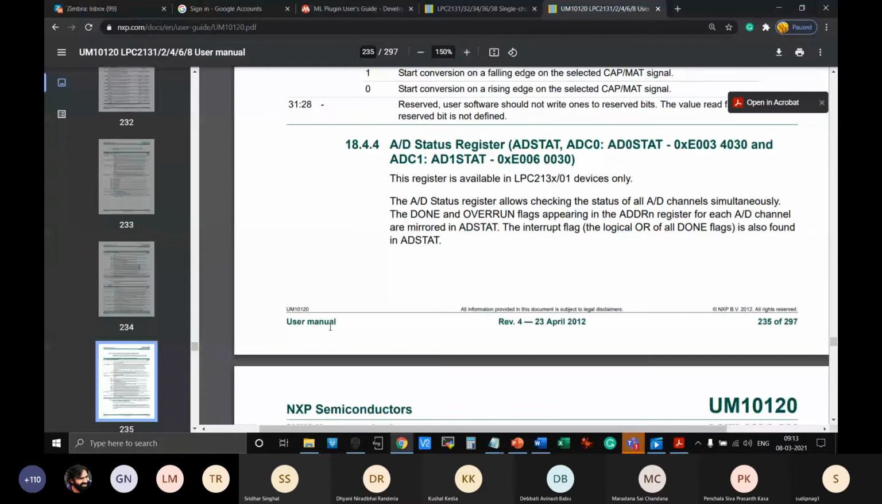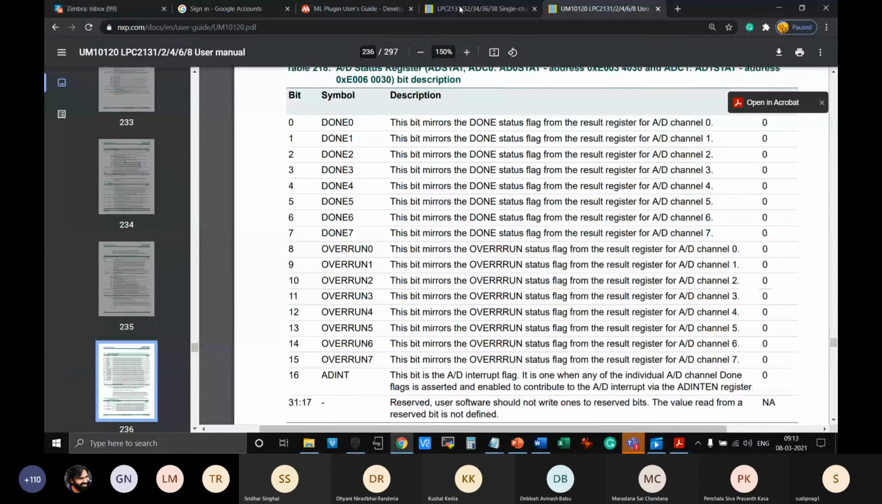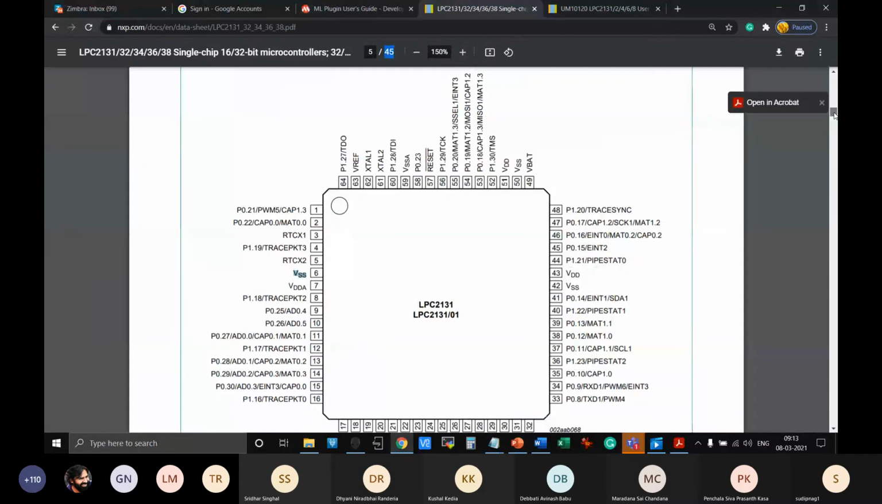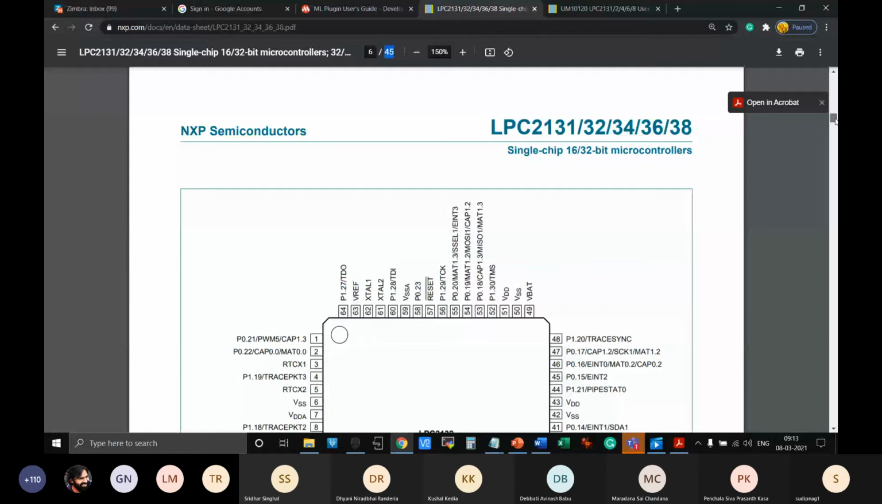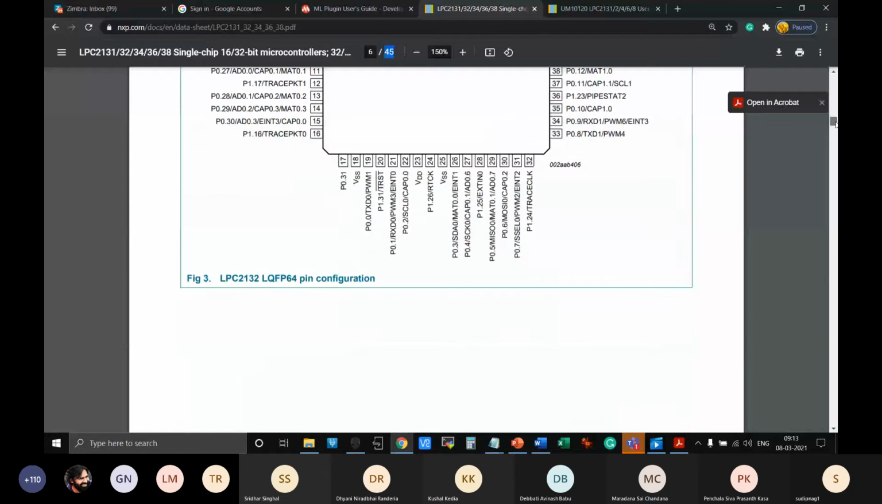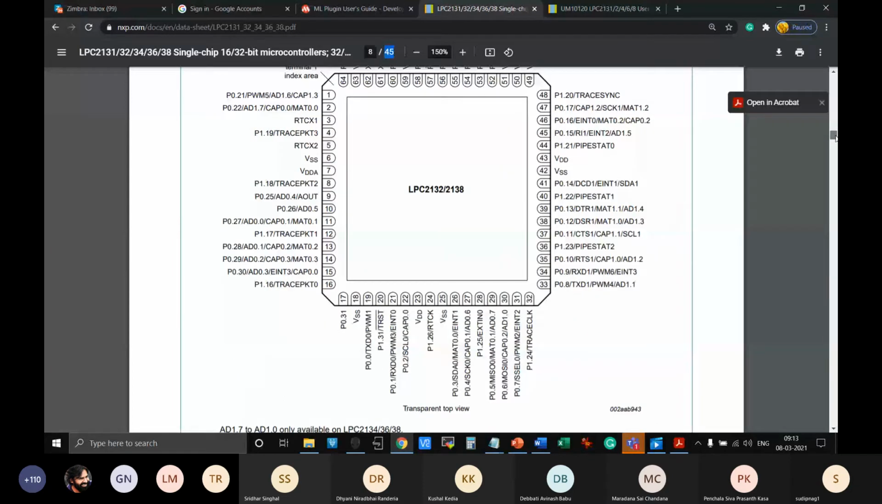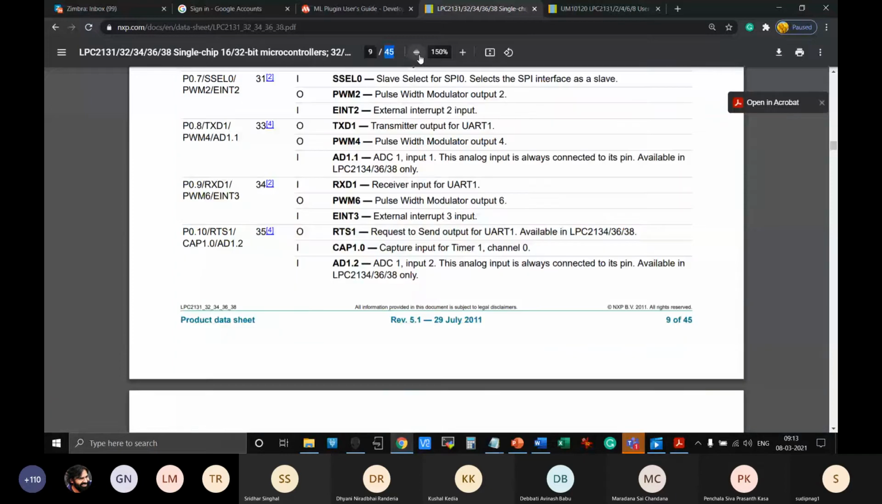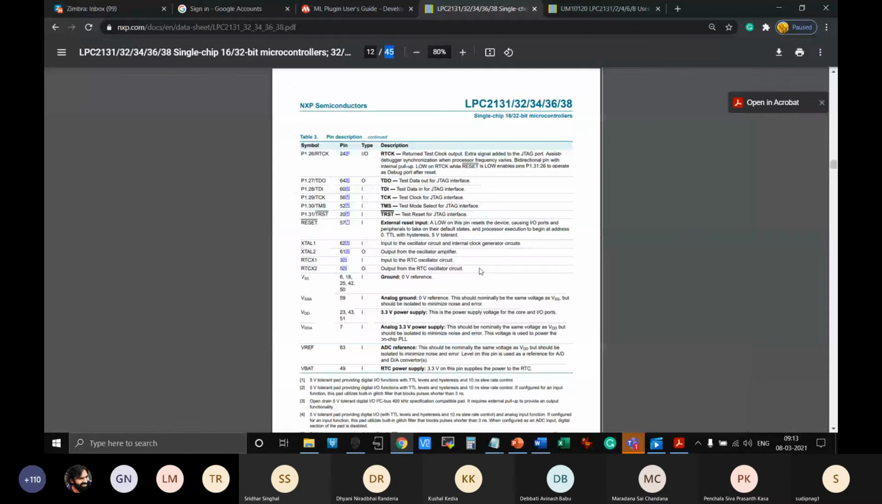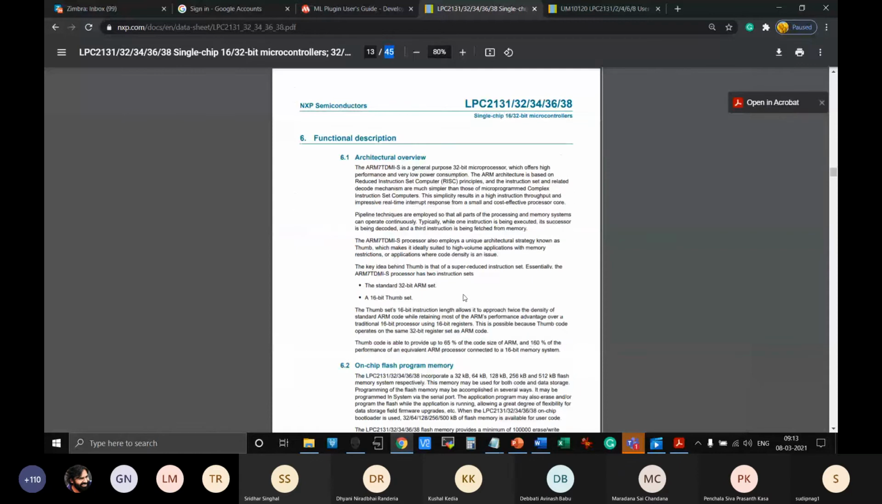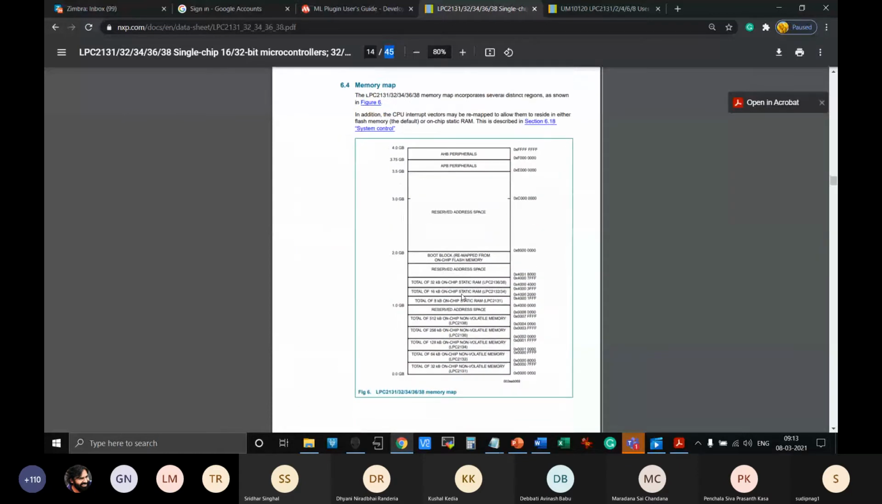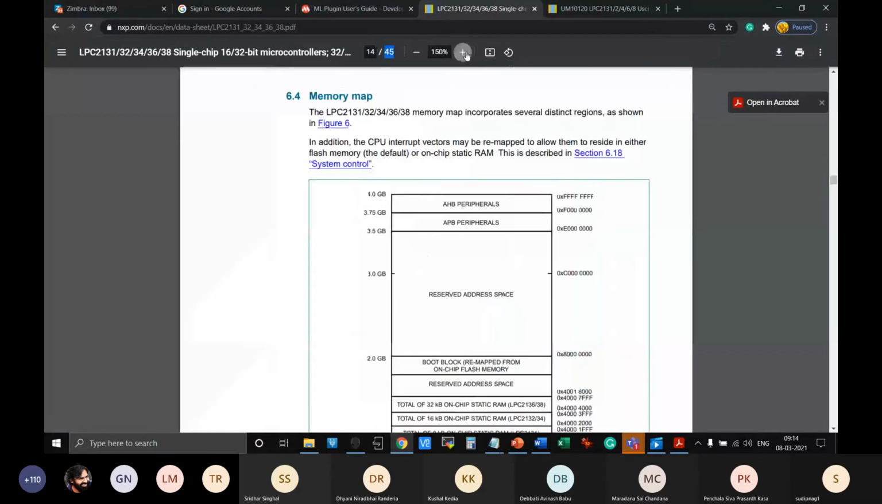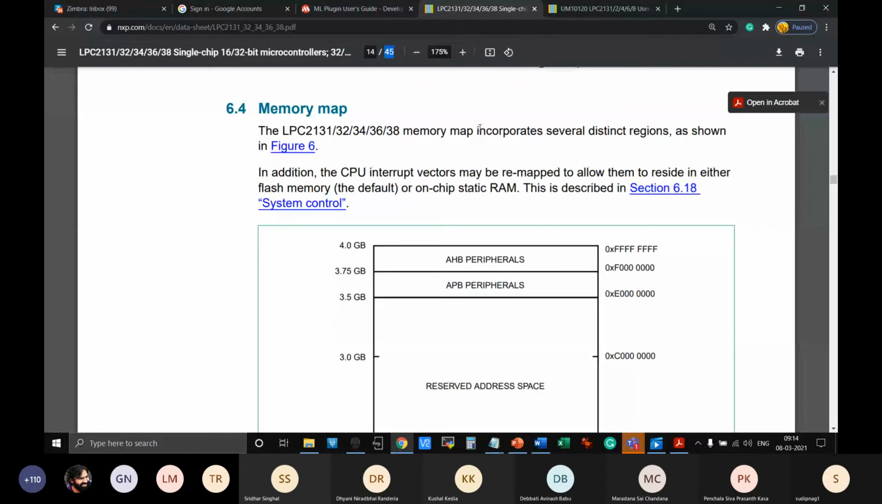So now I will go to the memory map. We have seen GPIO, ADC, and all those things. Those are definitely important peripherals we must study, even all the peripherals we must study. But the point is how those peripherals are mapped, or rather where to write the code for those peripherals while using this microcontroller. That's where this memory map is important.